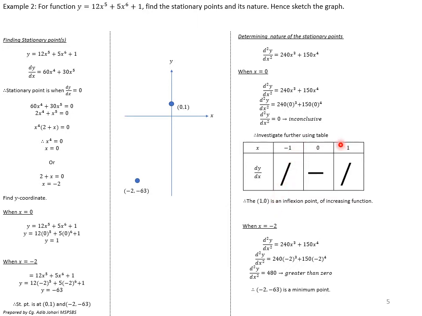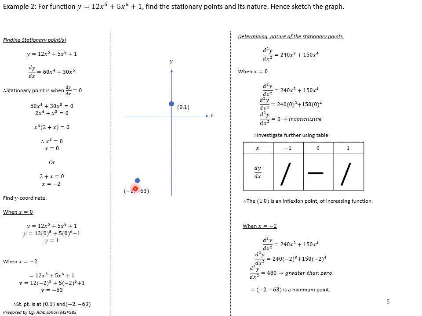Okay, so on the right side, I want to choose a number slightly above 0, which is 1. Substitute that, I get positive, which means increasing function. So if you look at this shape, this is actually an inflection point where it decreases and then it stops and then it's increasing again. Increase, stop, and increase. So this is an inflection point. So done with this one.